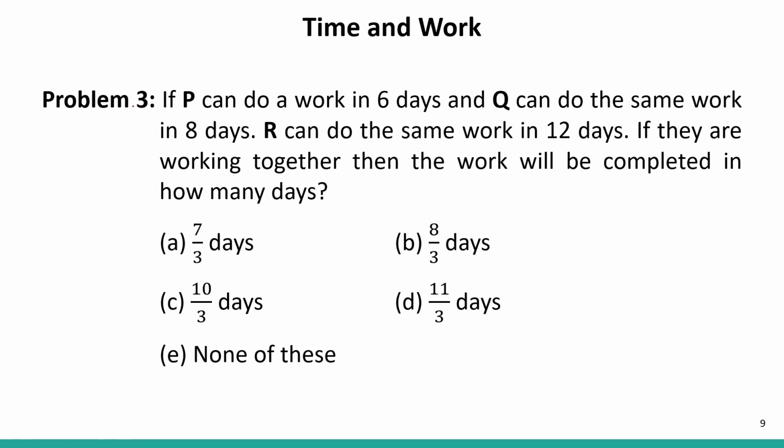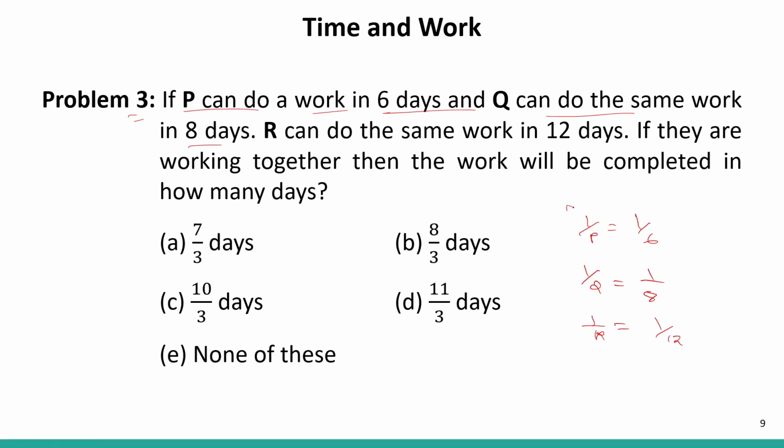So let's go forward with problem number 3. If P can do a work in 6 days and Q can do the same work in 8 days, okay, so 1 by P is given as 1 by 6 and 1 by Q is given as 1 by 8. R does the same work in 12 days, so 1 by R is given as 1 by 12, right? If they are working together, their work will be completed in how many days?